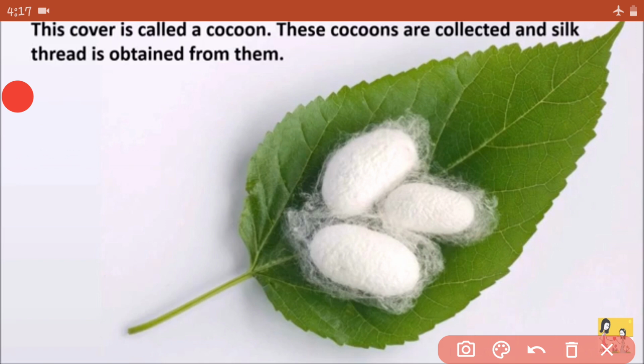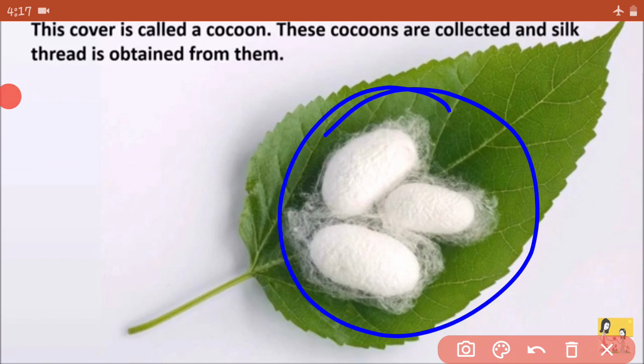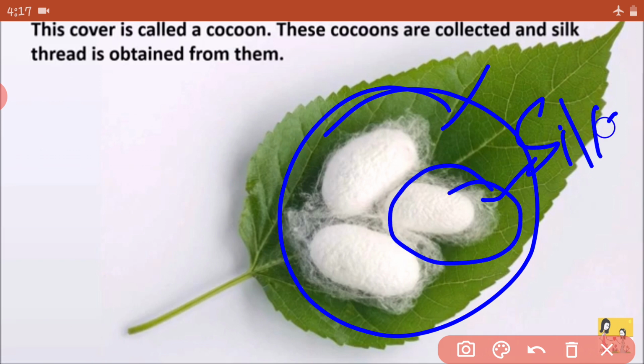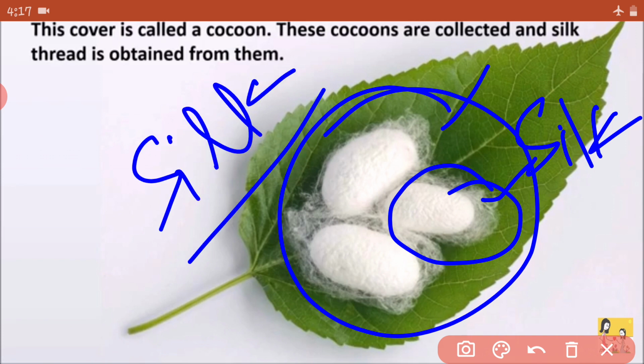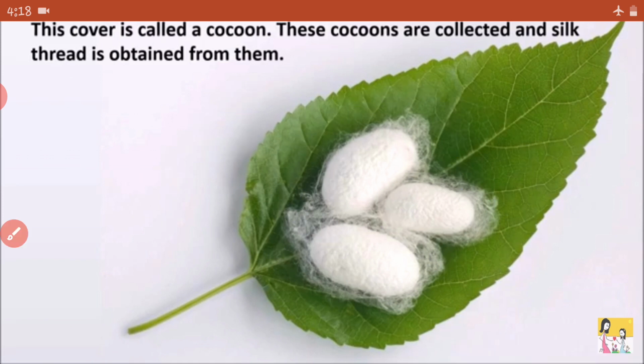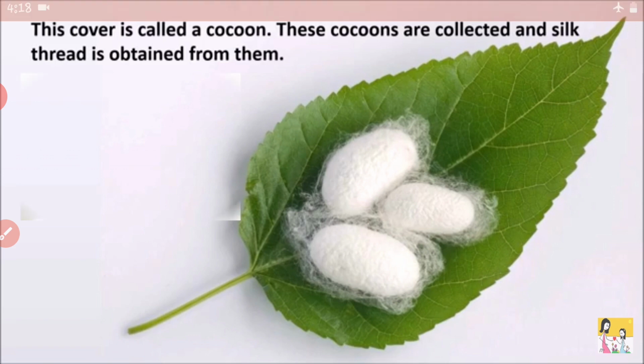When they weave a cover around themselves and change into cocoons, those cocoons are collected first, and those cocoons are the source of silk. This is the silk thread. The thread with the help of which it weaves a cover around itself is basically silk thread. And if we want silk thread, we need to collect the cocoons from the mulberry trees where the silkworm lives. So these cocoons are collected, and the silk thread is obtained from them, right?